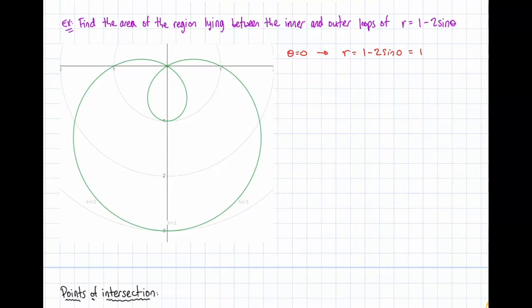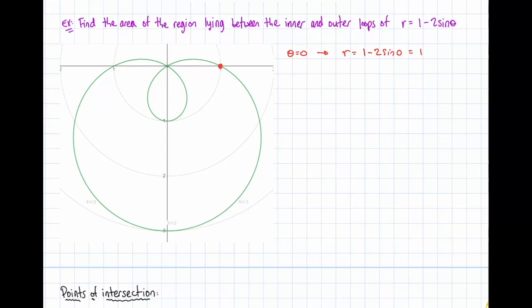When you have a graph, you should always plug in 0 to figure out what is my starting point. My starting point here is at 0, 1. And then I just have to decide, am I going this direction or am I going this direction? I don't know. Let's figure it out.